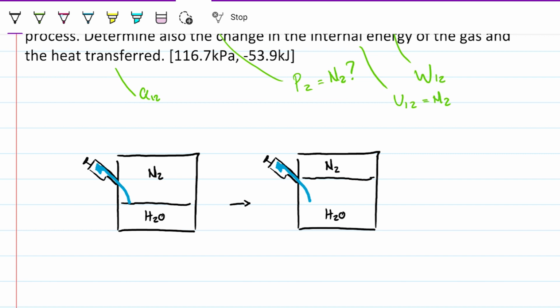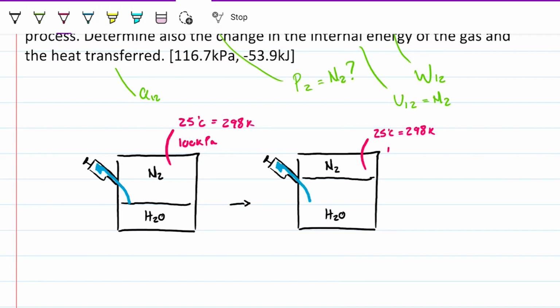What do we know? We know two properties of this nitrogen. We know that it is at 100 kilopascals, and we also know it is at 25 Celsius, right? So ideal gas, I can go ahead and transform this into 298 Kelvin, because if I need to do any math with this, I know I need Kelvin. And then what do I know about this other side here? Well, I know the temperature should be the same, 25 or 298, because it's an isothermal process.